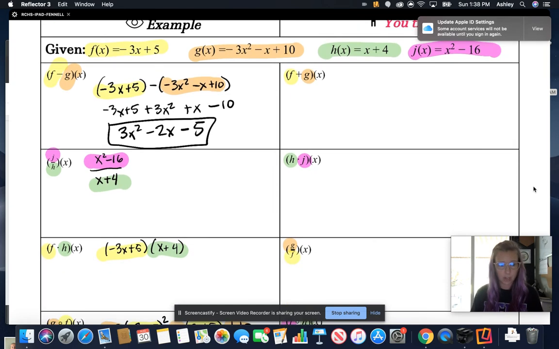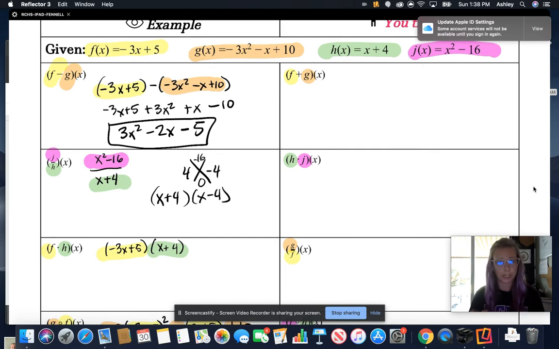All right, now I have a division. I'm taking j of x and dividing by h of x. So again, I've set it up at the top. I have j of x, and then in the numerator, I have h of x. And then I need to see if I can factor this numerator to see if I can simplify any further. So what multiplies to negative 16 and adds to 0? Well, that would be positive 4 and negative 4, right? So the top is going to be x plus 4 times x minus 4.